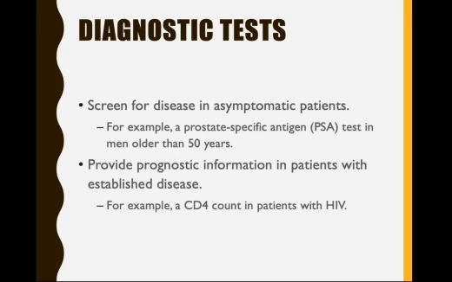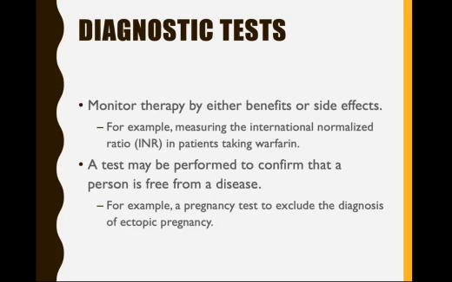The second is to screen for disease in asymptomatic patients. So for example, a PSA in men older than 50 years old. The next is to establish prognostic information in patients with established disease. For example, a CD4 count in patients with HIV. Now, the next is to monitor therapy by either benefits or side effects. For example, measuring the INR in patients taking warfarin.